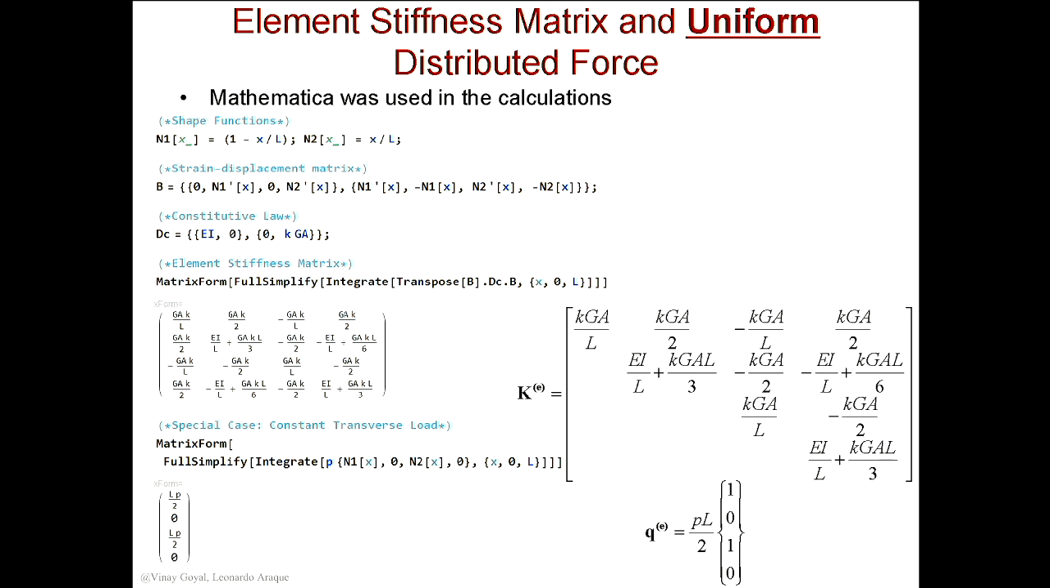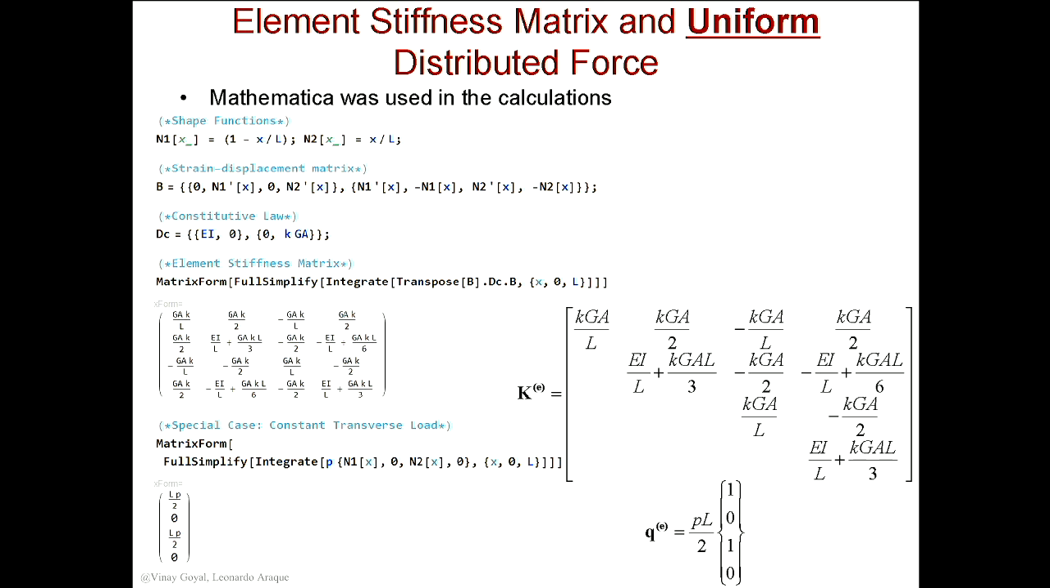This force vector makes sense because if I add up PL over 2 times 1 plus PL over 2 times 1, for a uniform distributed force, this is actually for a very specific case. I wanted to do it so I can check this out. So PL over 2 plus PL over 2 is P times L, the total force. That makes sense. If I have a distributed force over the element of an amount P, the length of the element times that P gives me a total force acting transverse to that element.